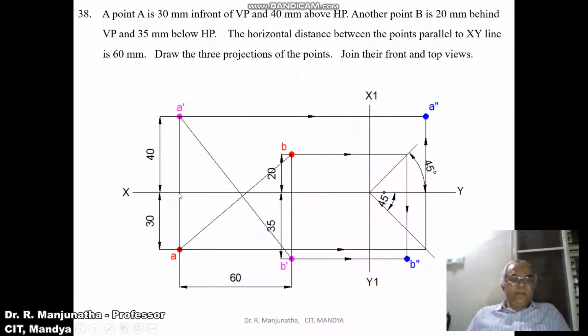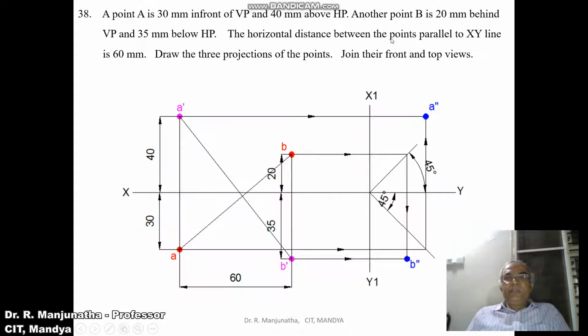So from here, by using the scale, you measure the distance of 30 mm and you mark the point. In front of VP means the top view, so you mark this point as small a. And 40 mm above HP. So from here, you measure 40 mm above XY line, because above HP will always come above XY line. You mark that point here. Above HP is front view, so you mark this point as A dash.